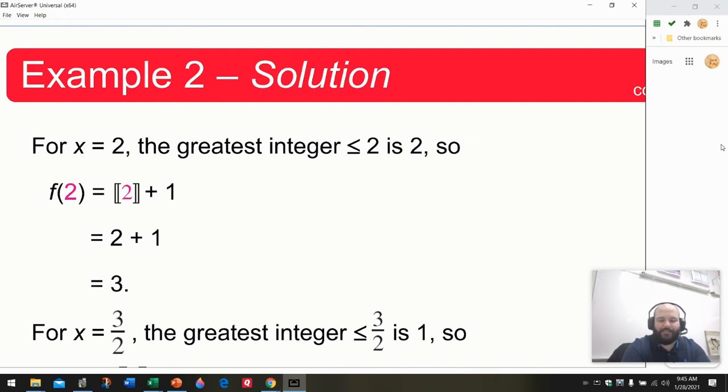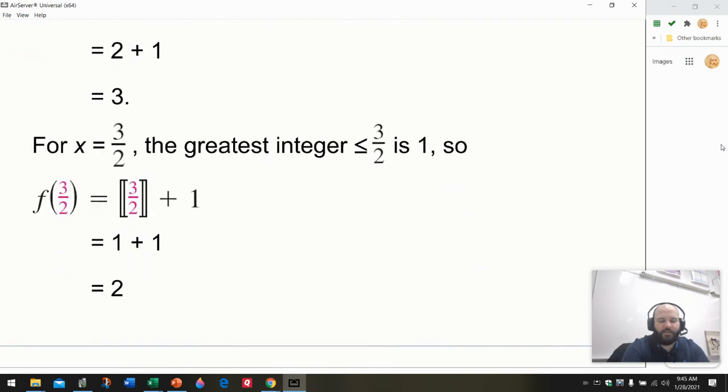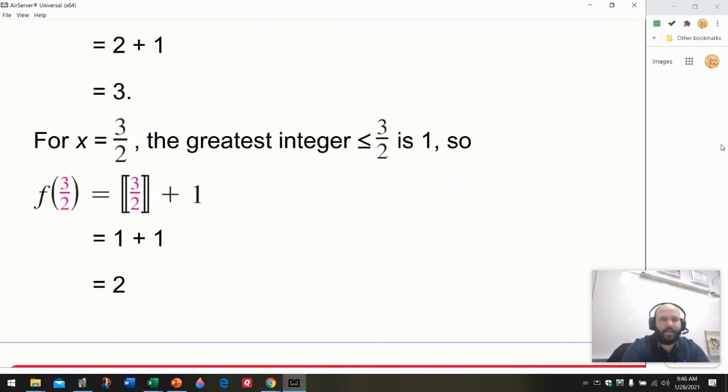The last x value that they wanted us to try is 3 halves. Now, when I substitute 3 halves in, 3 halves is not an integer. That is a rational number. Integers are negative and positive whole numbers, right? So if you take the whole numbers, which are 0, 1, 2, 3, 4, and you also make them negative, that's the integers. So you can see we have 3 halves right here.